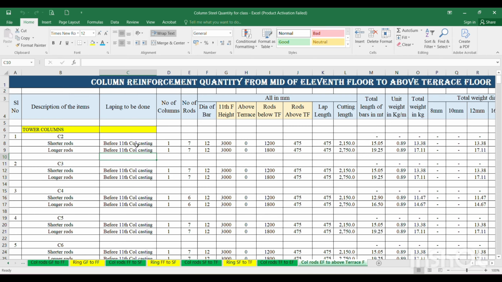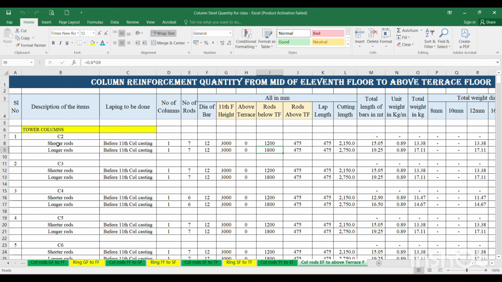That's why I am giving. So whatever the longer rods come for that shorter dimension, whatever the shorter rod comes for that longer dimension, then this column rods will get leveled. So above terrace floor it will go and stop.